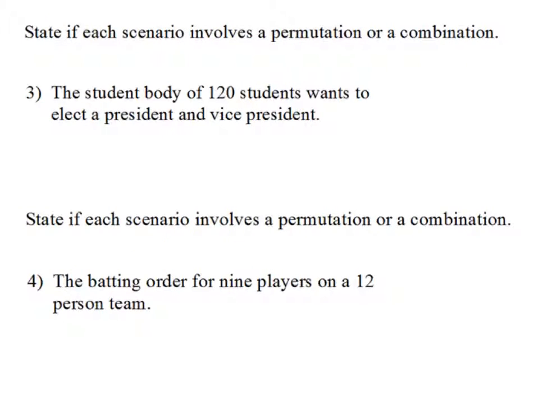With these next two questions, same idea, deciding whether it is a permutation or a combination. So here we've got a student body of 120 students who wants to elect a president and a vice president. Well, again, order would matter, whether you're president or vice president. This one would be a permutation. And the second one, the batting order for 9 players on a 12-person team. So actually figuring out the batting order would be a permutation as well.